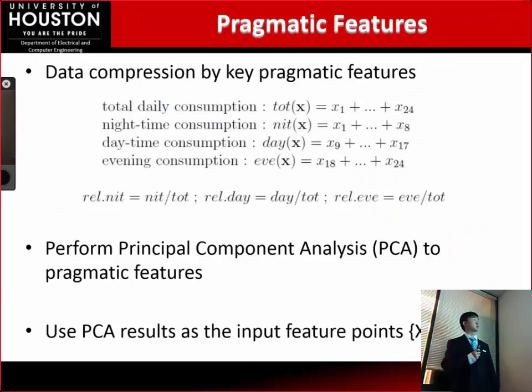First, we propose data compression by using some key pragmatic features. We define the total daily consumption, nighttime consumption, daytime consumption, and evening consumption, respectively, according to human activity nature. And then we normalize them by dividing them by the total daily consumption. Then we perform PCA on these pragmatic features, since we need those features to be decorrelated for the modified Mahalanobis distance, as we will see later. And then we use this transformed feature point as the input data points X.